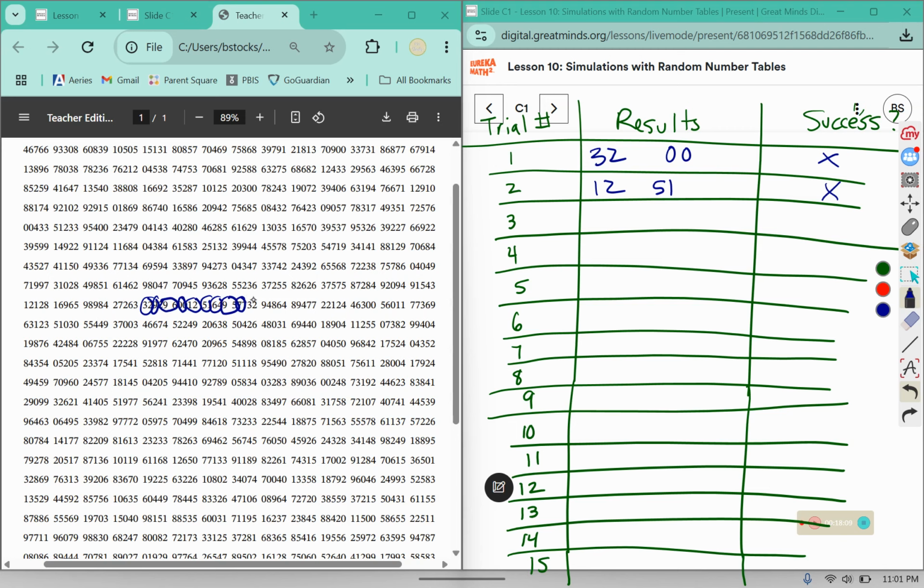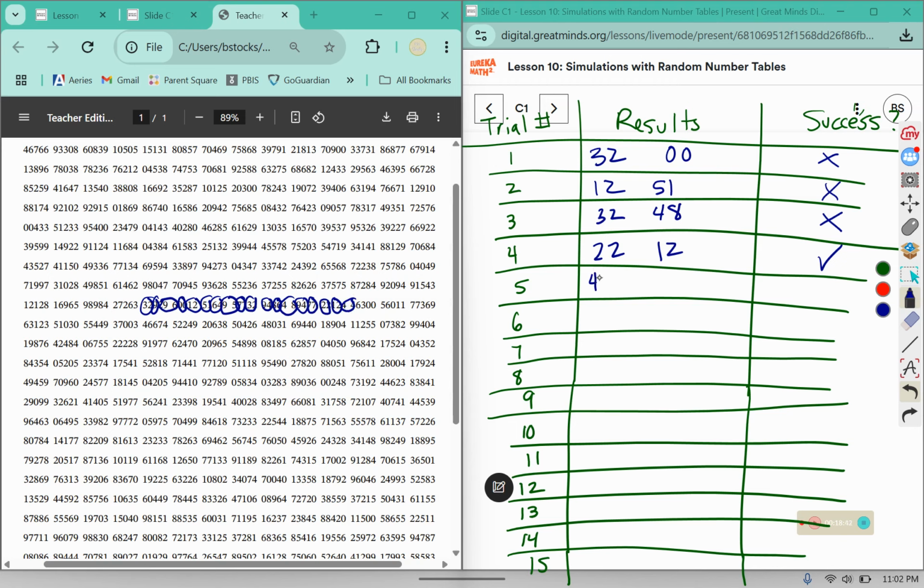95, 77. Oh, 32, that one would work. 94 does not. 86 does not. 48 would work. If I subtract 32 from 48, that gives me 16, but it's not less than 15. 94 we ignore, 77 we ignore, 22 we can use, and 12 we can use. If I subtract those, that's only a difference of 10, so that is a success.